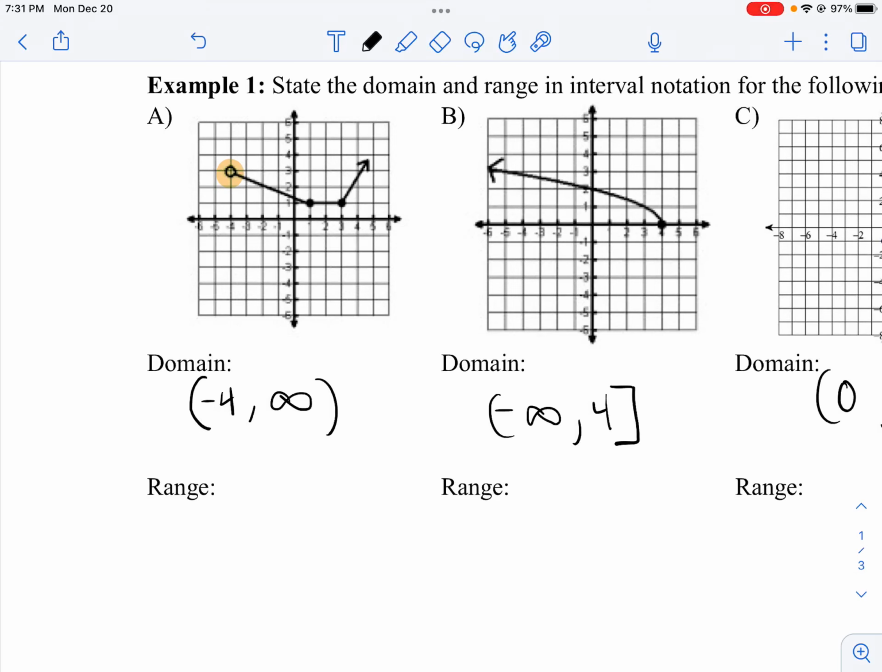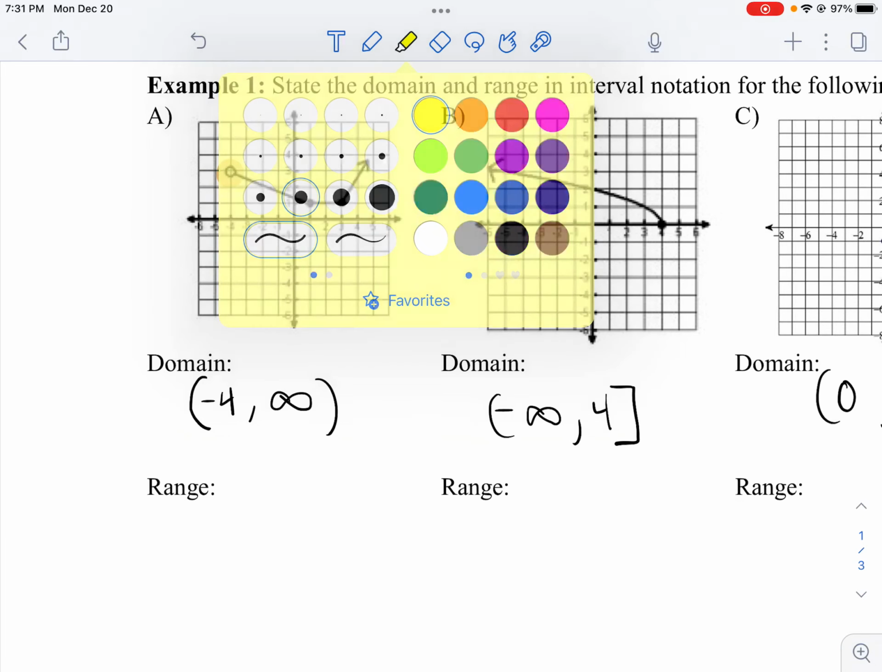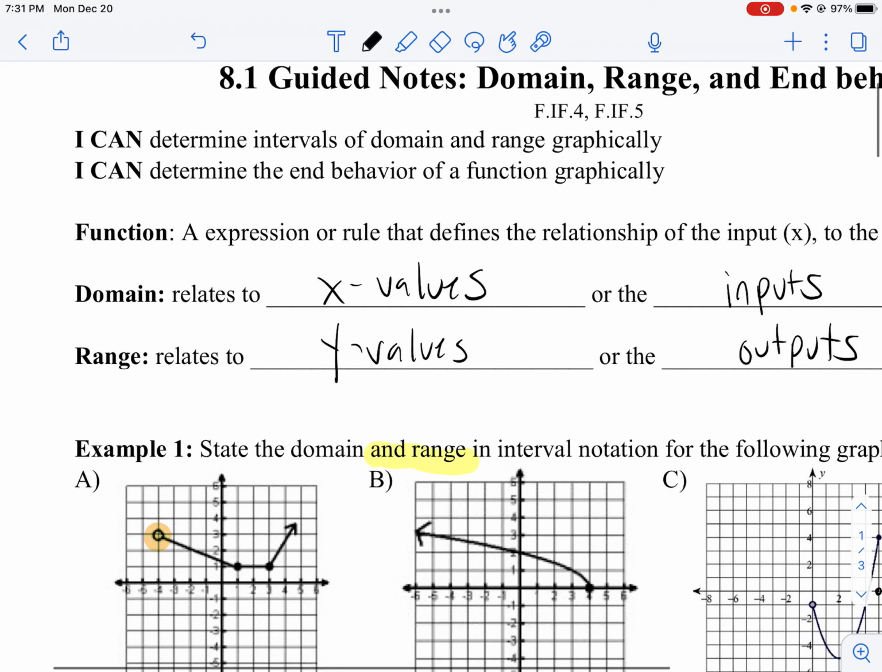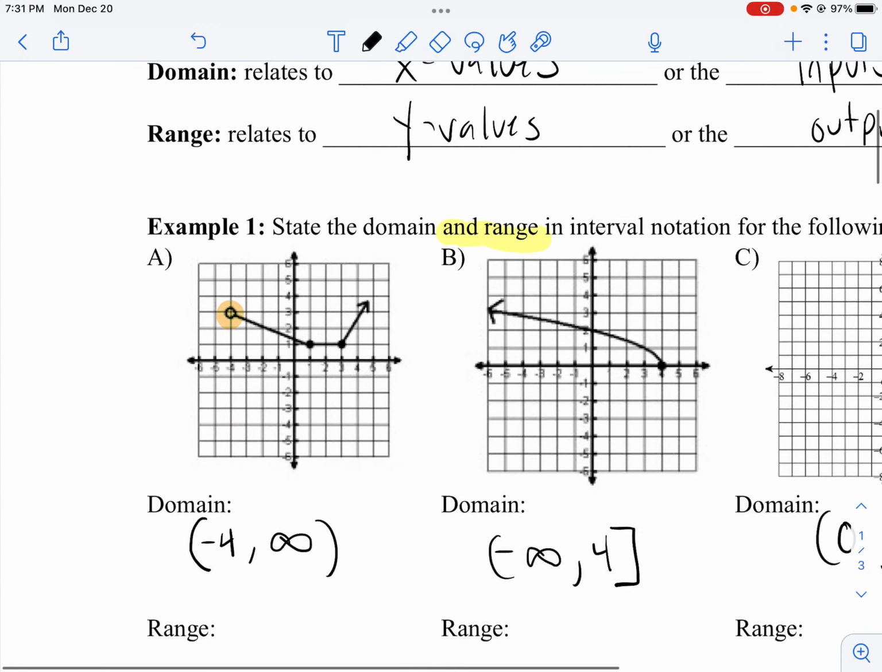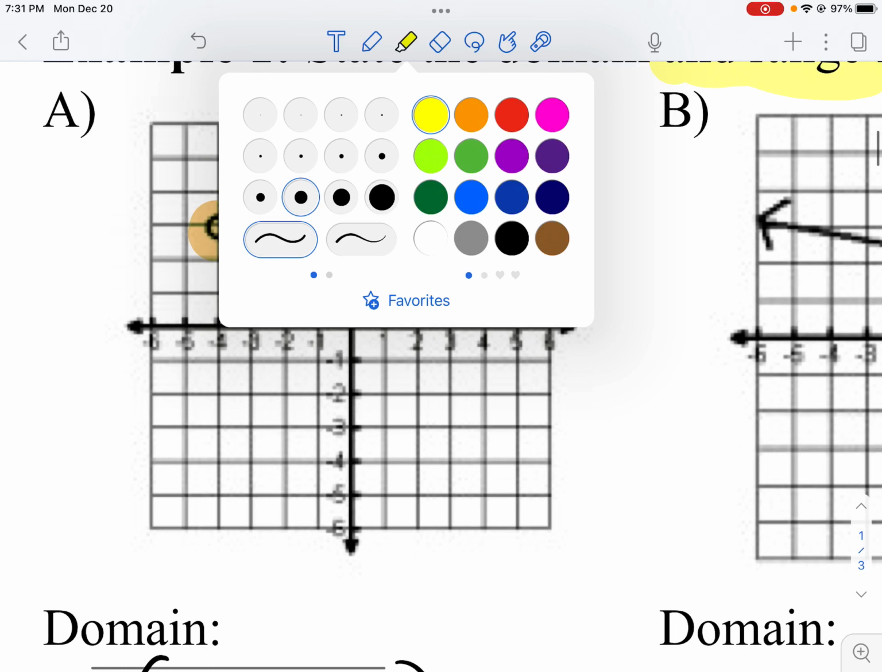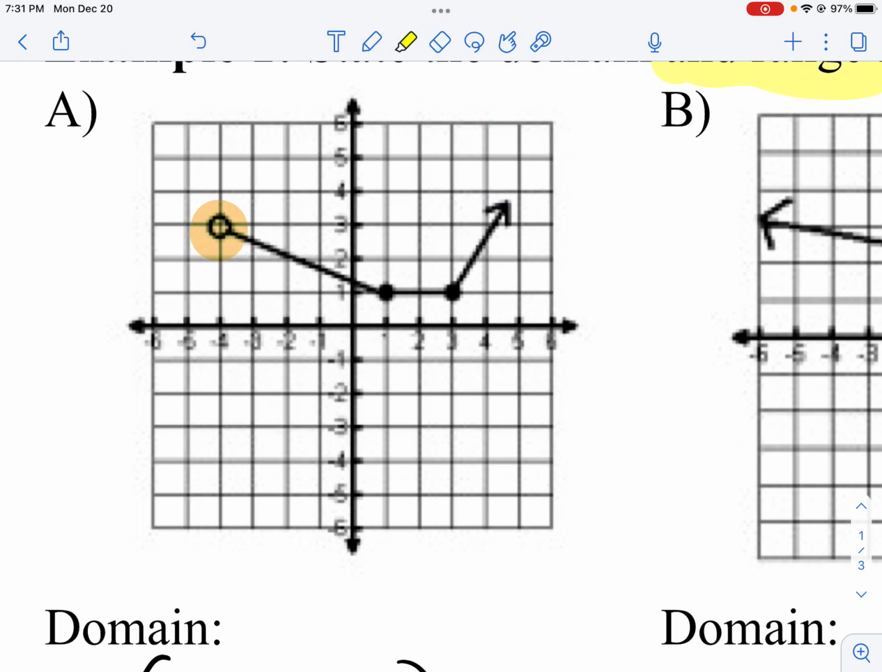Alrighty, welcome back. So we're going to continue on, but instead we're not going to be finding the domain. We just did that. Now we're going to be focusing on finding the range. Now remember, range relates to the y values. So it's going to be really similar to the domain, where in the domain we were seeing for what parts of the graph did we have x values. Well, because range is the y values, now we're saying, okay, for what parts of the graph do we have the y values for?